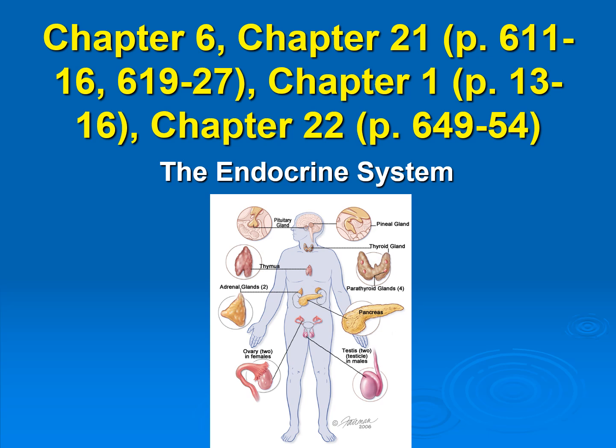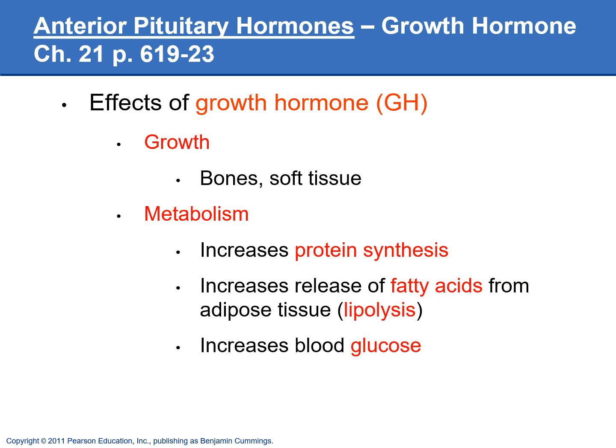We're going to take a look at growth hormone in this lecture. So growth hormone is one of the anterior pituitary hormones, and it's a protein hormone. And the two effects of growth hormone are, one, it's obviously going to cause growth in both the bones and also in soft tissues. So that could be muscles, organs, and skin. And then it also causes changes in metabolism.